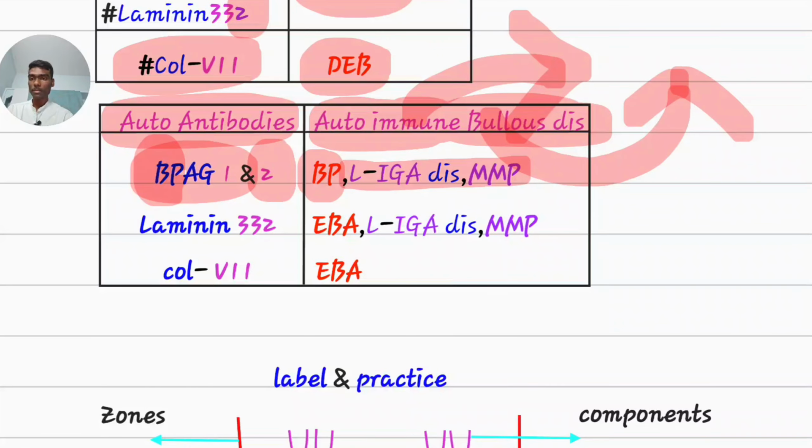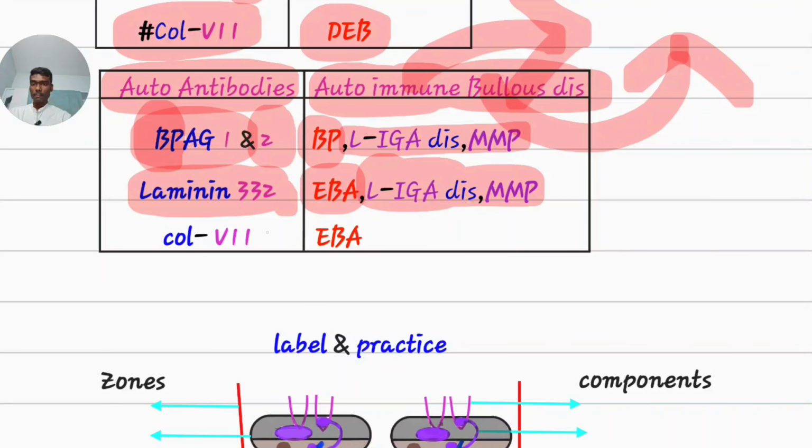If autoantibodies are formed against laminin 332, it will lead to epidermolysis bullosa acquisita, the same linear IgA disease and mucous membrane pemphigoid. If collagen 7, what is 7? The deepmost structure, D for dystrophic epidermolysis bullosa, that is a structural defect. If we produce antibodies against them, it will lead to epidermolysis bullosa acquisita.